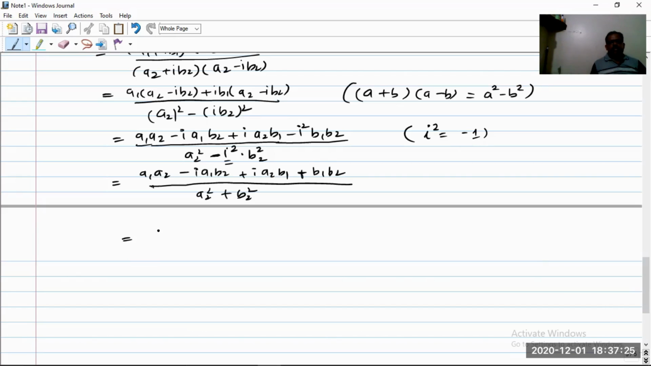So what does this give us? Now in the numerator again we can collect the like terms together in one bracket. So we have a1 a2 plus b1 b2, which are free from i, that is the real parts, taken together, and from the remaining two terms I take i common and write the remaining terms, their coefficients: a2 b1 minus a1 b2, right? So it is divided by a2 square plus b2 square, right?